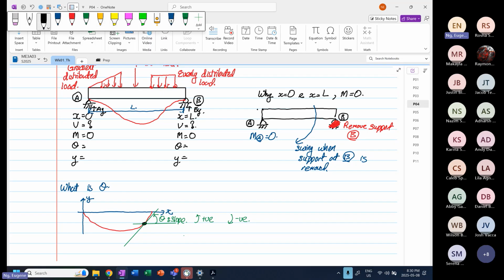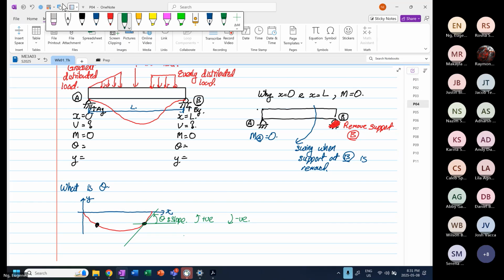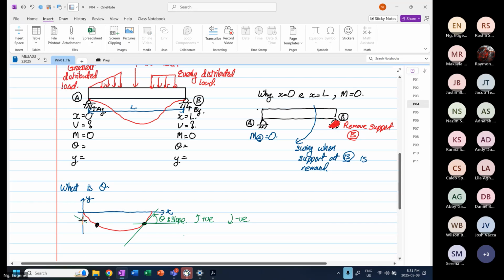So if we pick another point down here, right? If we were to draw a tangent, so if I were to sketch a horizontal line now, you can see it's a different direction. So this is a negative theta, right? It's going in a clockwise direction, okay?